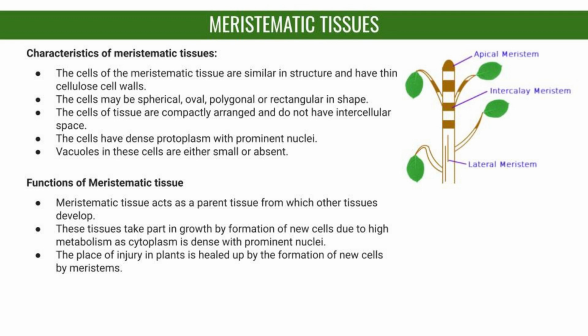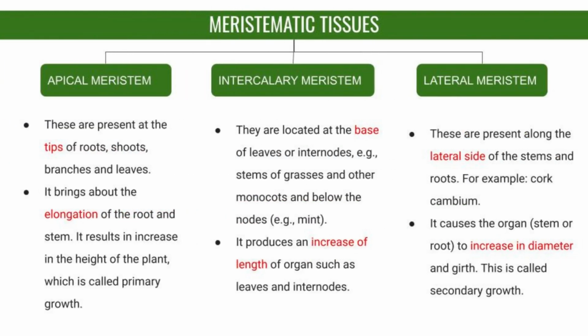Functions of meristematic tissue. Meristematic tissue acts as a parent tissue from which other tissues develop. These tissues take part in growth by formation of new cells due to high metabolism, as cytoplasm is dense with prominent nuclei. The place of injury in plants is healed up by the formation of new cells by meristems. It's time to differentiate different meristematic tissues, based on function and location in plants.